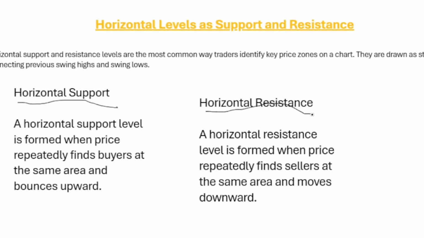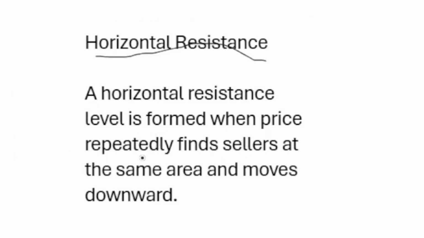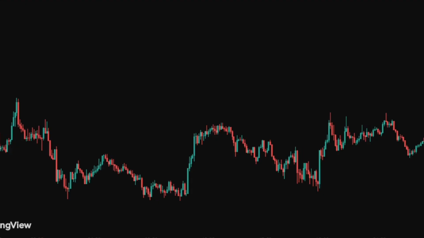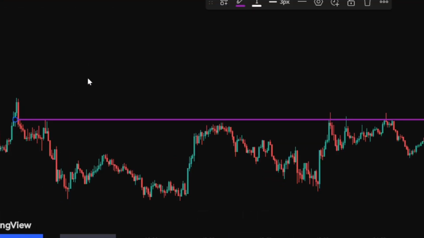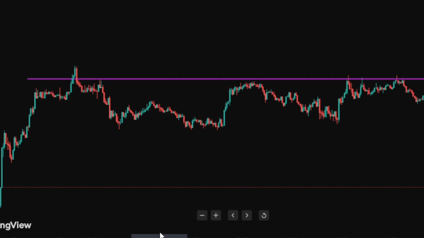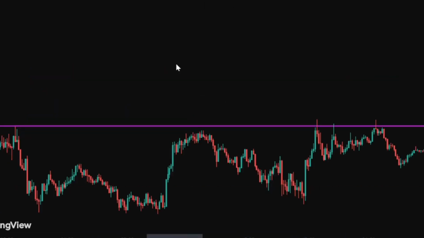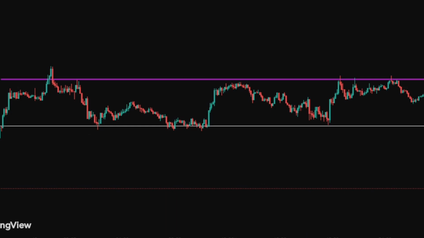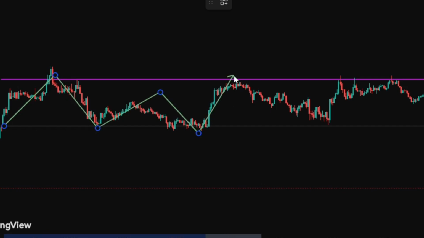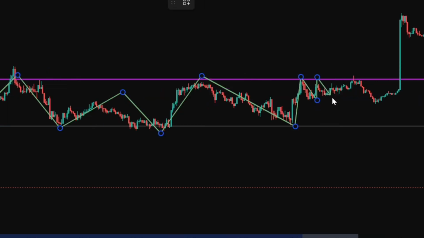While horizontal resistance is the opposite of horizontal support. A horizontal resistance is a level formed when price repeatedly finds sellers at the same area and moves downwards. Example, let's take a horizontal ray and mark it from there. You can see some people choose to mark it like this, or they can mark it just like this. Some mark it with a bigger one, but I like marking it this way so it becomes simpler. Let's draw support around here. Price came from this area of support to resistance. We tested the support, support again, then resistance, then support, then resistance, resistance, resistance. Price is resisting. Then finally, price breaks the resistance level. That's a horizontal resistance level.